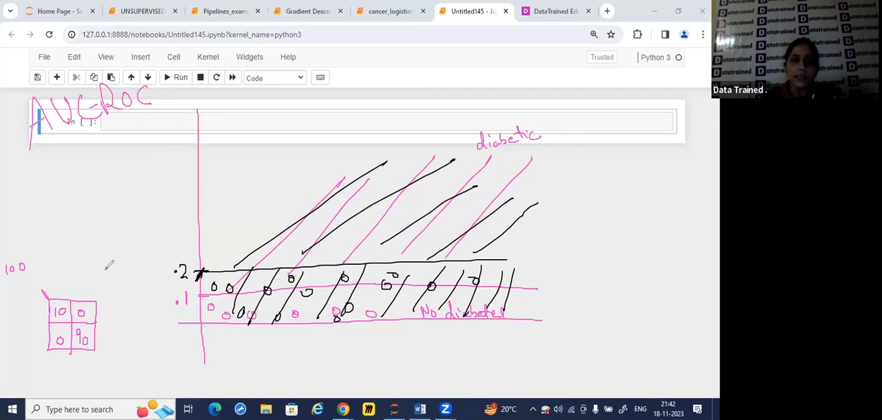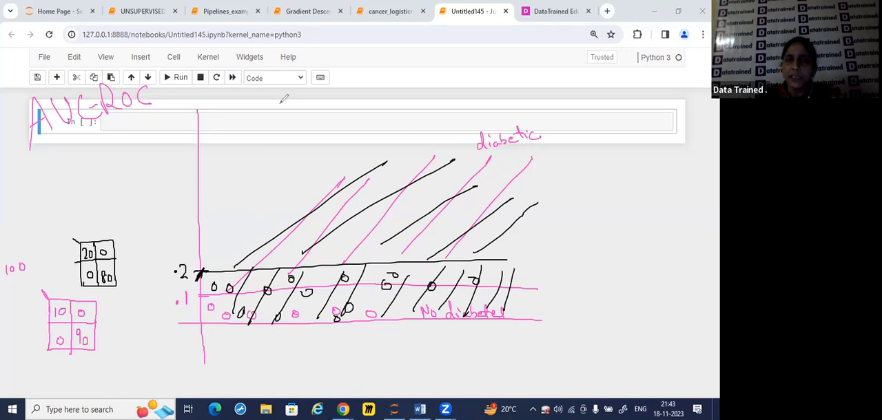So in this case, when the threshold value goes to 0.2, my confusion matrix will be: 20% of the people are okay, 80% of the people are suffering from diabetes. This would be the new confusion matrix based on the new threshold value.